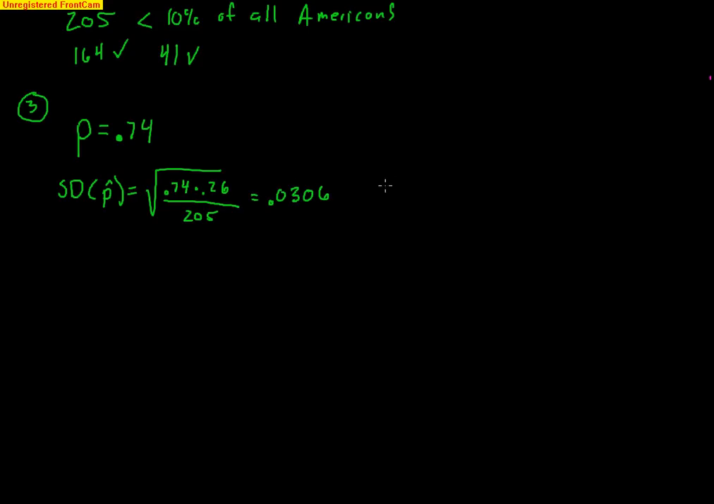0.0306. So again, think about the sampling distribution that we talked about. Remember, a sampling distribution represents what many samples of size 205 could look like. We would certainly expect every sample to be the truth, 0.74, right in the middle. But we can go up 1, 2, 3, down 1, 2, 3 standard deviations, which is 0.0306. So it would not be weird. I'm just going to round that to 0.03.